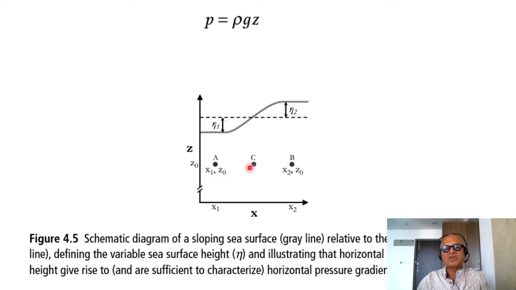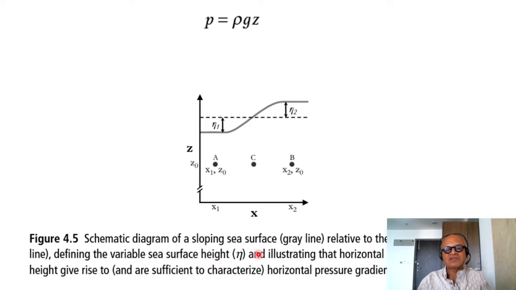So if you consider 3 points A, B and C, at x1 at z0 and x2 at z0, so the longitudinal positions are different but the depths are the same, but the amount of water on top of x1, or A, is different than here, and C of course is at the zero sea level, relatively speaking.